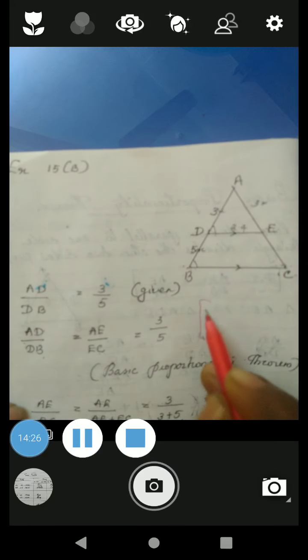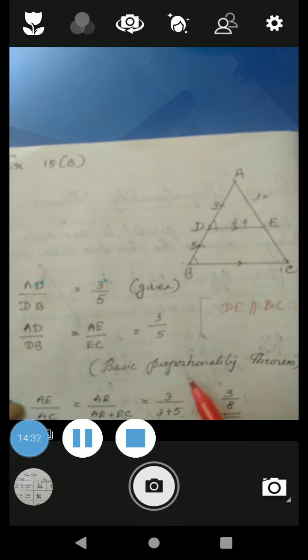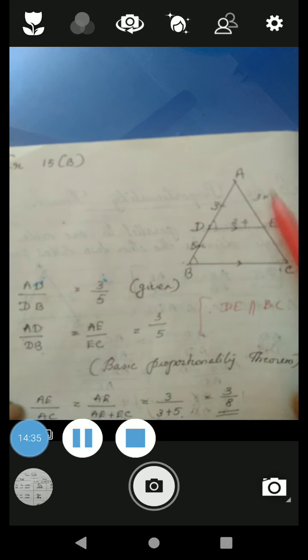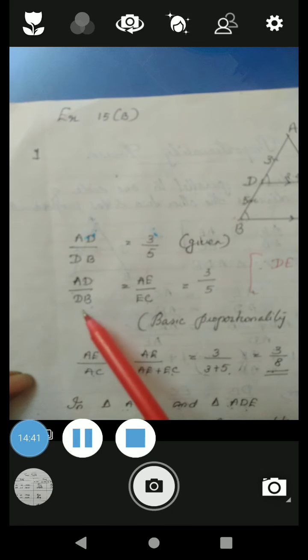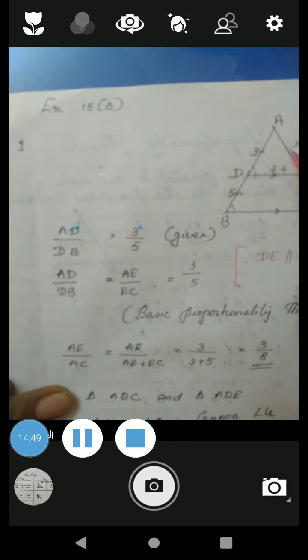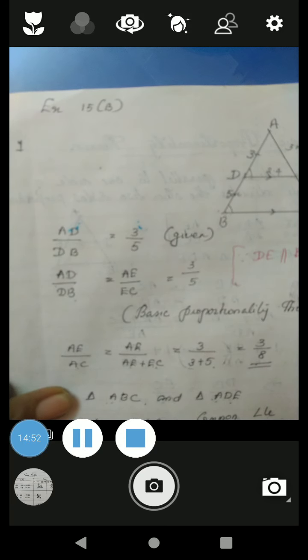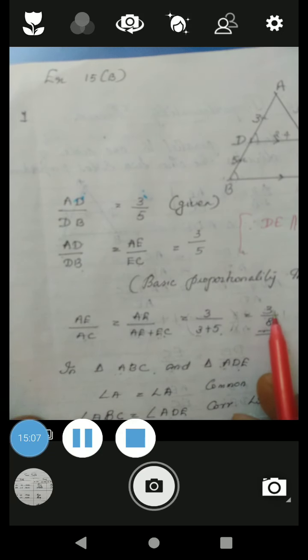Since DE is parallel to BC, using the basic proportionality theorem, AD by DB is equal to AE by EC. Okay, so we get the answer: AD by DB equal to AE by EC is equal to 3/5. Next, we want to find AE by AC. Actually, AC is equal to AE plus EC. So AE is 3, AE plus EC is 3 plus 5, that is 3 by 8.